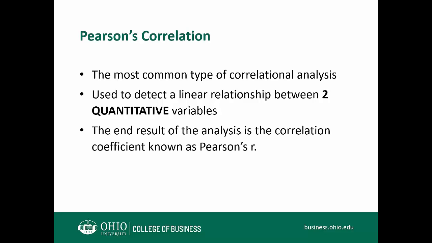When you conduct this analysis, you are going to get a correlation coefficient. This is called Pearson's R. It is a number, and it can range from -1 to +1. And this number gives you information about the relationship between the two variables.